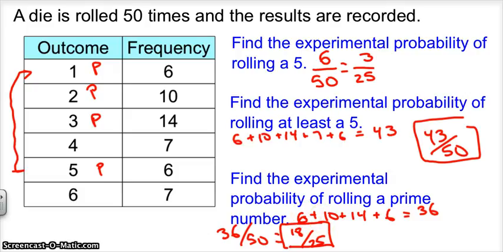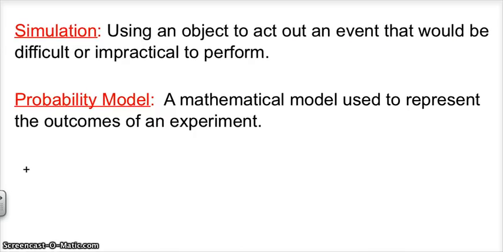18 out of 25. And some more vocab words. First we have simulation, which is using an object to act out an event that would be difficult or impractical to perform, such as bungee jumping. 1 out of every 3 bungee jumpers, the bungee cord snaps. But that's not actually true, so go out and bungee. It might be fun. I wouldn't know. Anyway, probability model is a mathematical model used to represent the outcomes of an experiment.